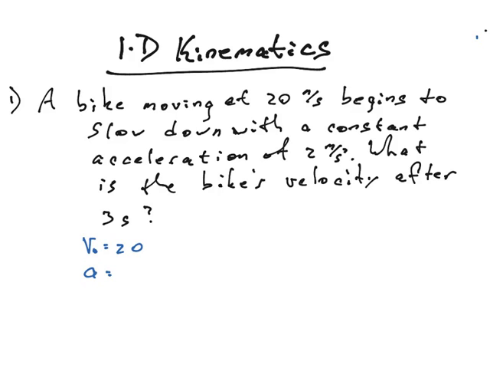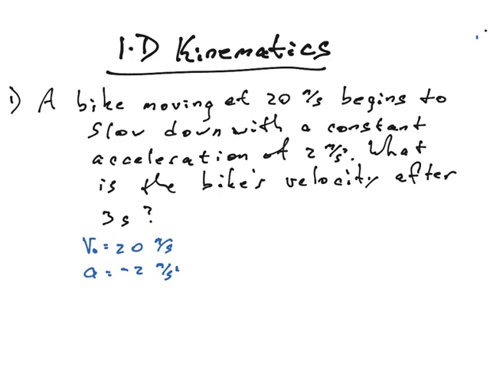Now I'm being told it slows down, so that means the acceleration is in the opposite direction of the velocity. If the velocity is to the right and I'm slowing down, then the acceleration is to the left. That's what slowing down means. You're accelerating in the negative direction. So when I write down my acceleration, because I'm slowing, I need to write it as negative 2. And I'll go ahead and write the units.